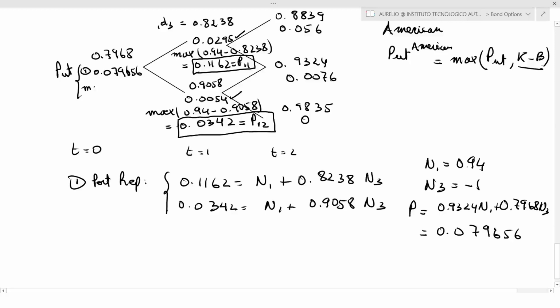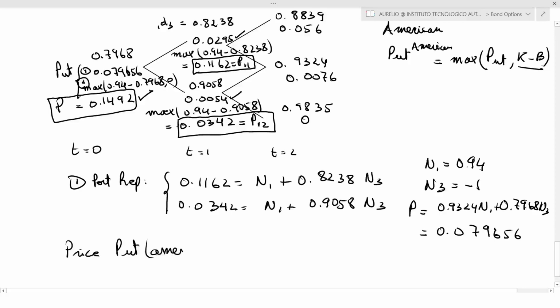So if I exercise the option, it's going to be the maximum between 0.94 minus the price of the 3-year bond at t equals 0.7968, and 0, and this is equal to 0.1492. Since this one is larger than this price, this is the second alternative, by the way. If I exercise, then the price of my put option is going to be this one. So in conclusion, the price of the put, and this one is American, is 0.1492.